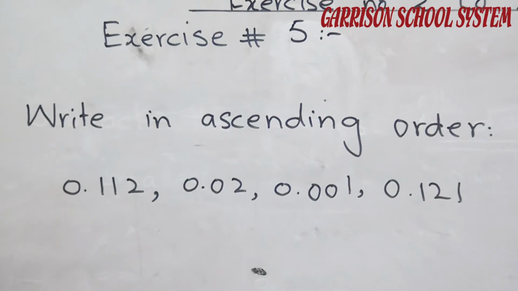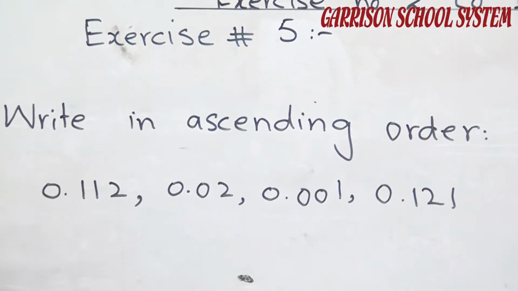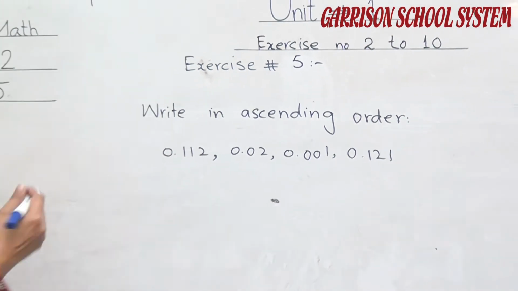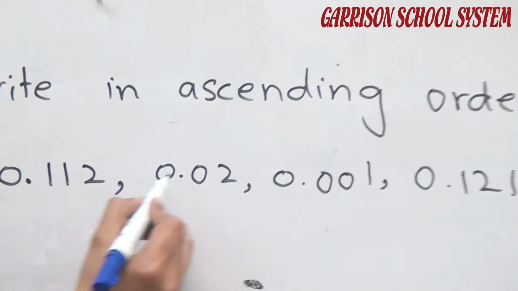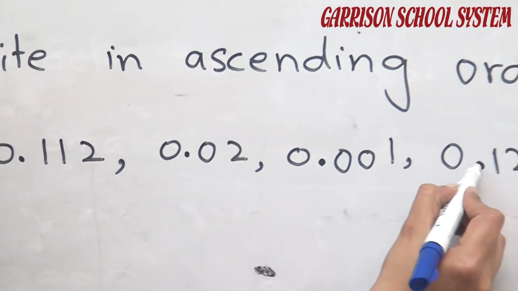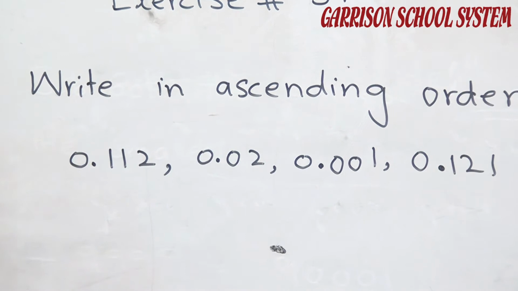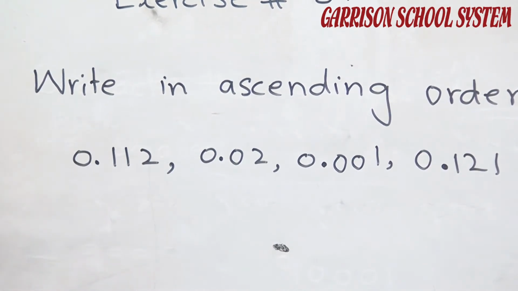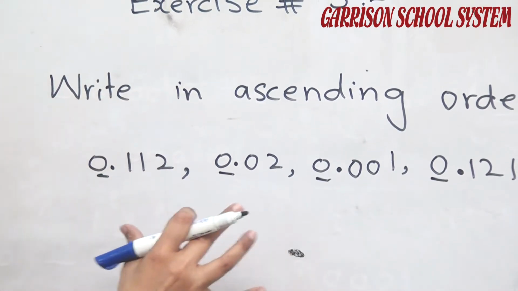In previous classes, students, you have learned about ascending order and descending order very well. So I hope you can do it by yourself, but I can help you because these are decimal numbers. First of all, the method of ordering the numbers is this: we compare the first digit.